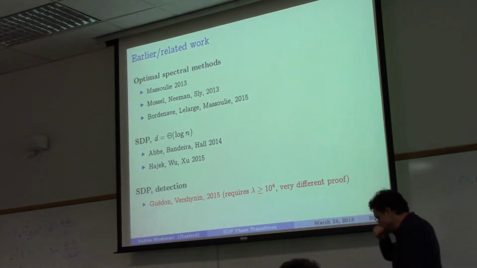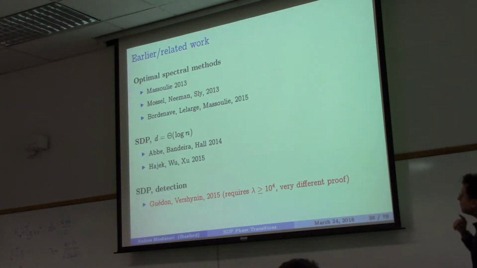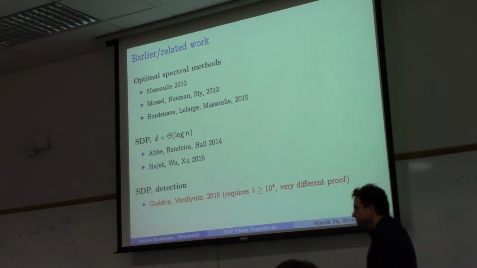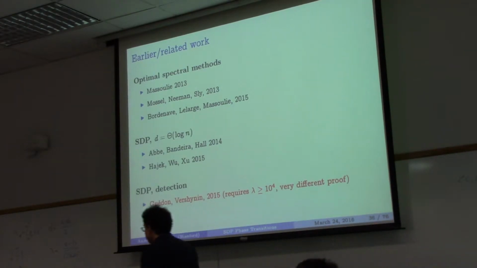Right, so again, to emphasize previous work, in this problem there are a number of papers that give polynomial time algorithms that achieve the same phase transition. Do you know the eigenvalues of X star?